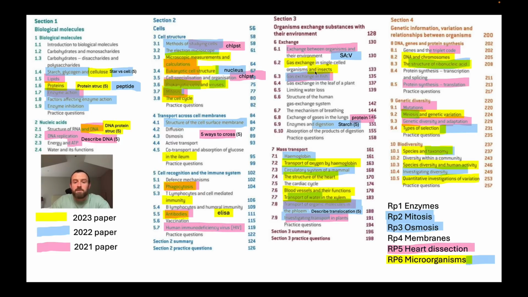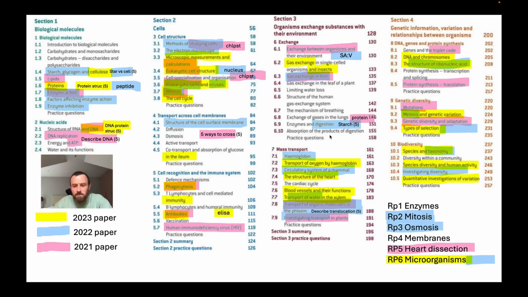Section 3, there's some big gaps here. Look at this. This hasn't come up for so long. The human gas exchange system. So I think you really need to make sure that you know your lungs and things to do with FEV1. That's a way of diagnosing respiratory problems, so being able to analyze those FEV1 graphs. Also maybe just describing inhalation and exhalation.